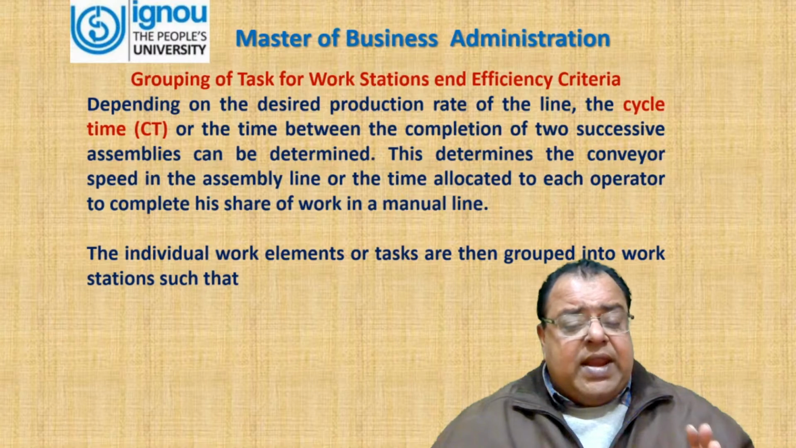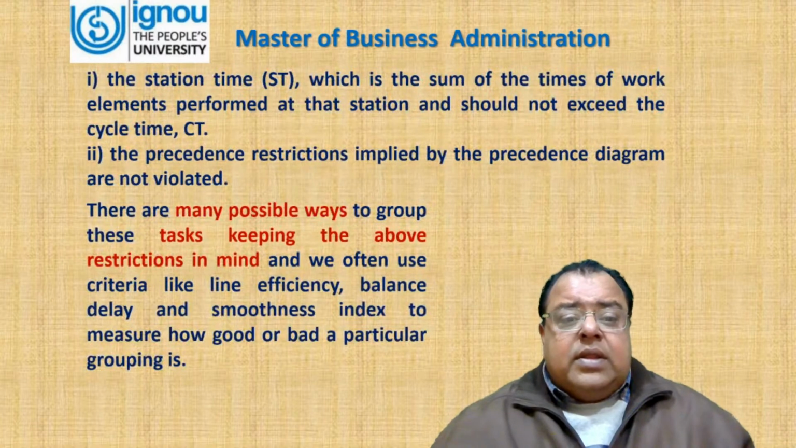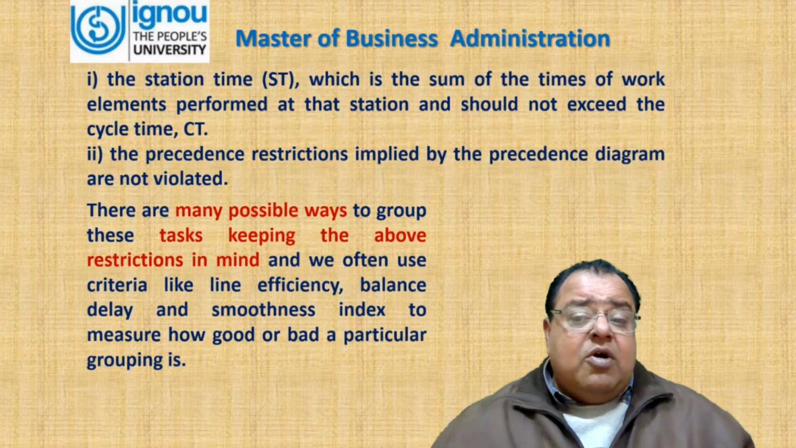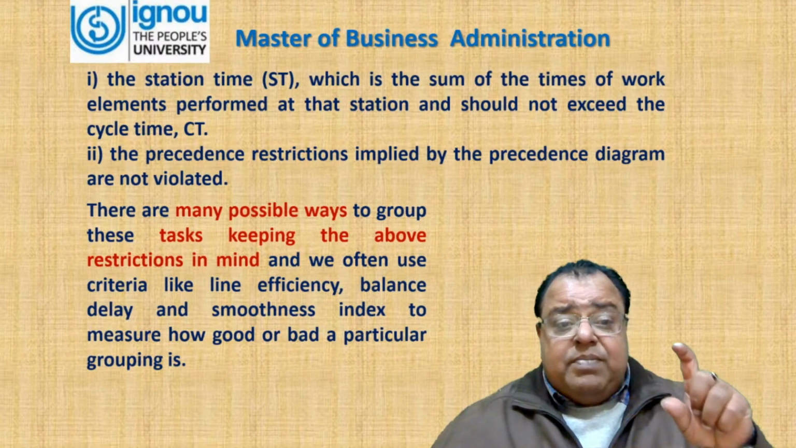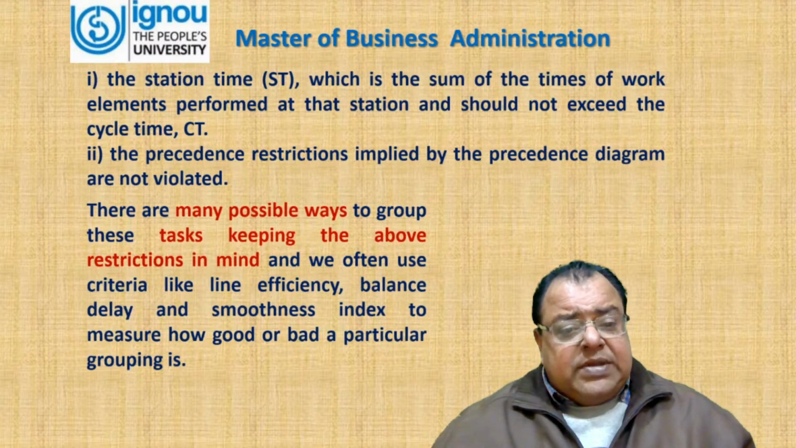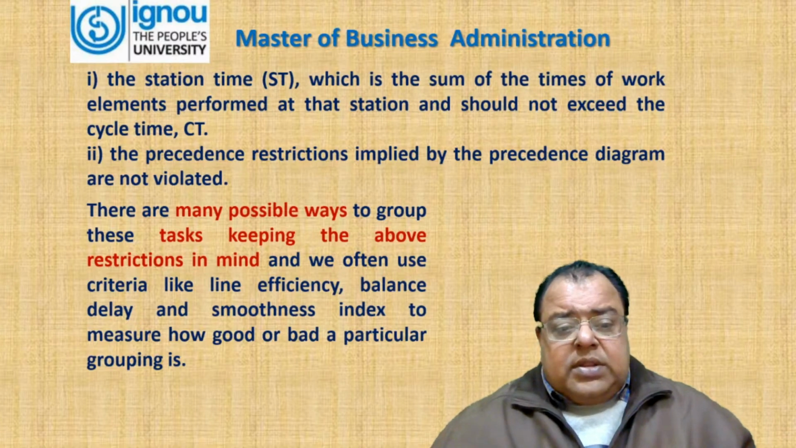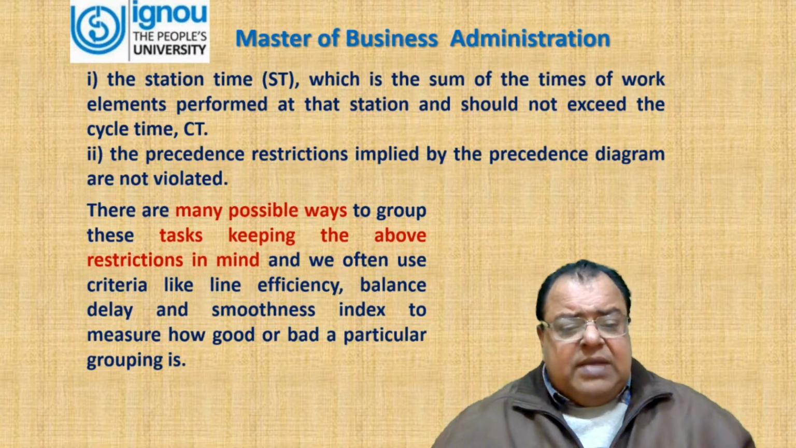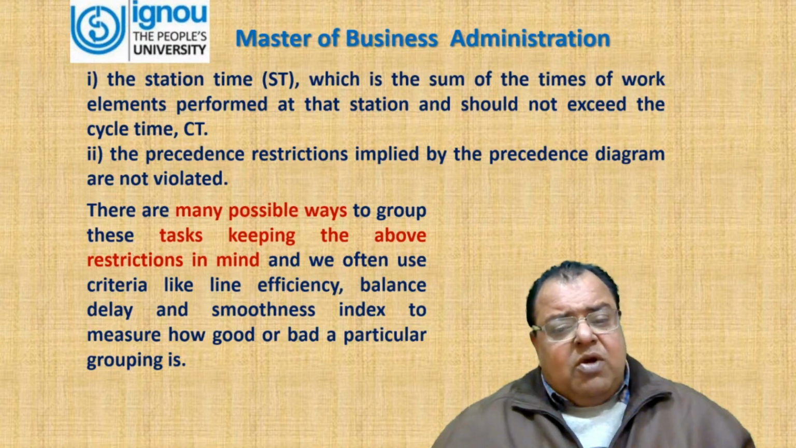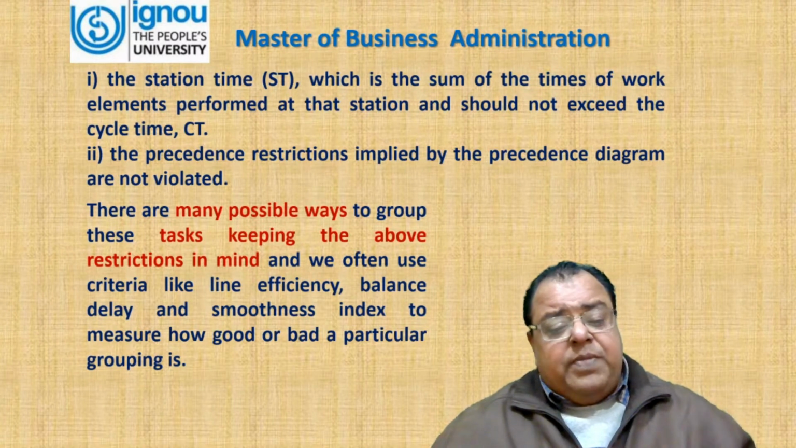The individual work elements or tasks are then grouped into workstations such that the station time, which is the sum of the times of the work elements performed at that station, should not exceed the cycle time, and the precedence restrictions implied by the precedence diagram are not violated. There are many possible ways to group these tasks, keeping the above restrictions in mind, and we often use certain measures like line efficiency, balance delay, and smoothness index to measure how good or bad a particular grouping is.